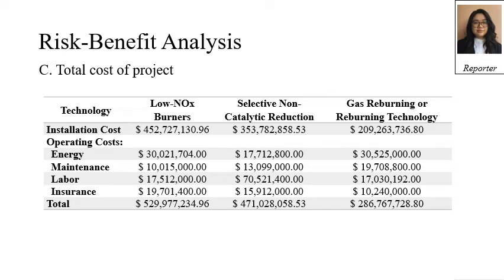Here we have the rough estimates of the total cost of project, which includes capital and operating expenses for each of the three technologies. The highest installation cost is that of the low NOx burners with $452,727,130.96 US dollars.